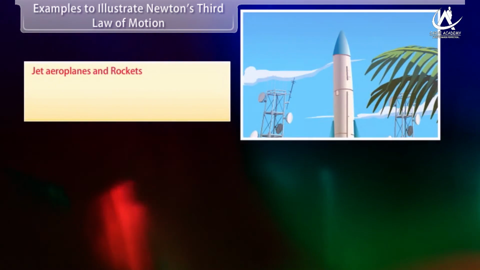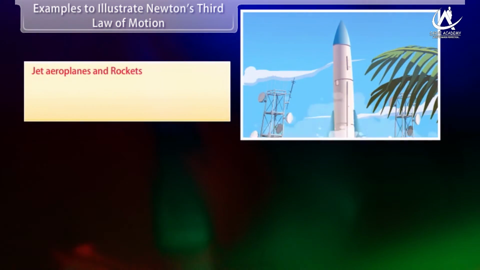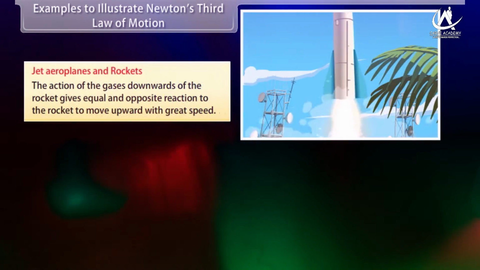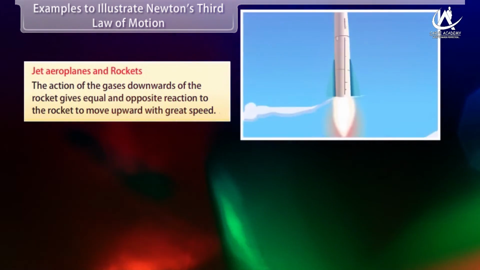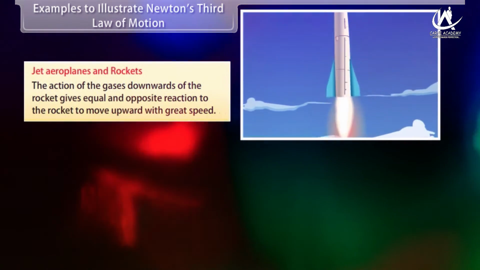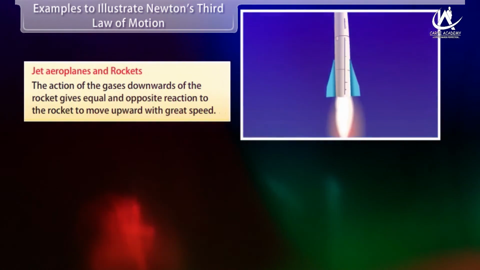Jet aeroplanes and rockets. The action of the gases downwards from the rocket gives an equal and opposite reaction, making the rocket move upward with great speed.